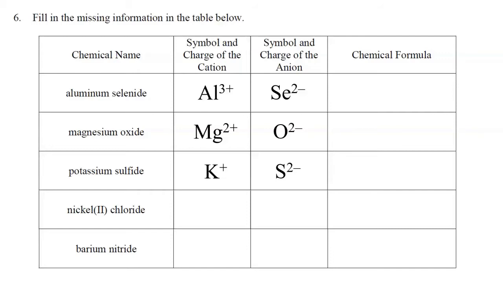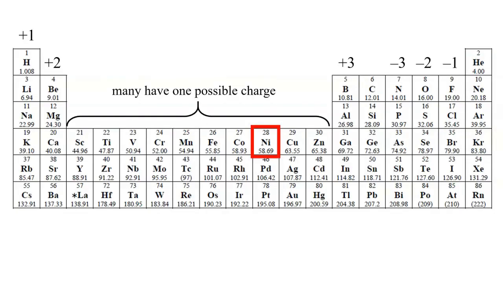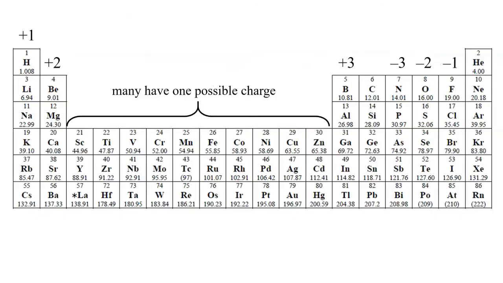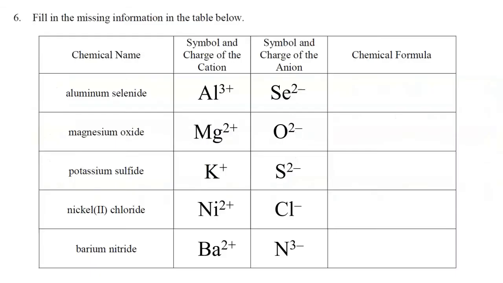Next one is nickel, which they're telling us with the Roman numeral has a charge of +2, and chlorine. So there's nickel. It has a charge of +2 because of the Roman numeral, and chlorine would be -1. So there's the symbol and charges of those ions. And then finally, barium nitride, that's barium +2 and nitrogen -3. So now that we know the symbol and charges of all of these ions in these 5 compounds, let's take a look at the chemical formula.